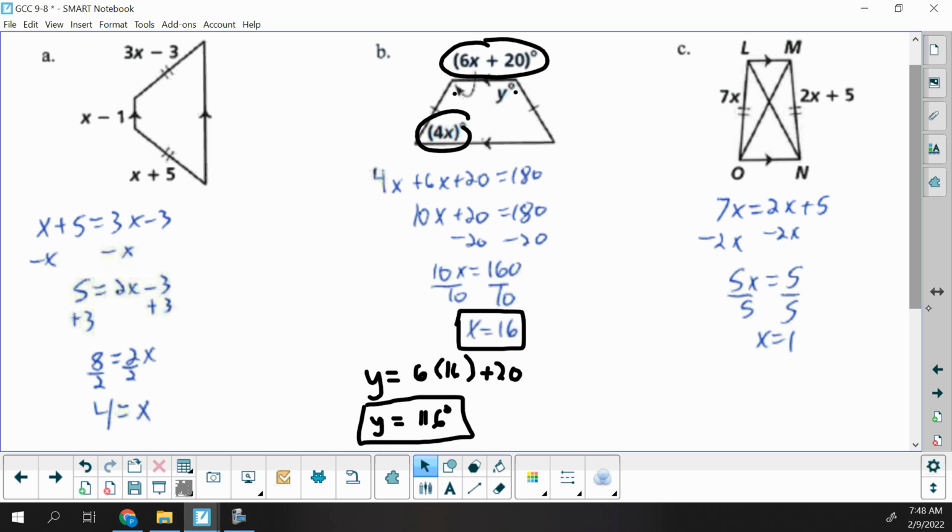Over in C, you just have your markings of the congruent sides in the isosceles triangle. Set those equal, you end up getting x equals 1.